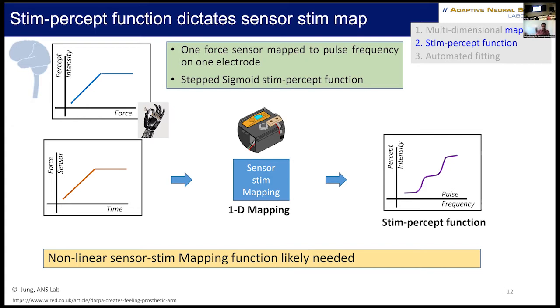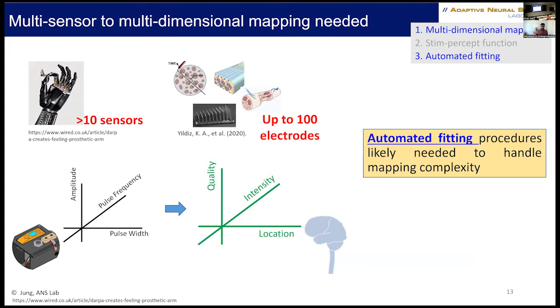So the key message from the last two slides is that you need to understand the stim percept function for that particular electrode in order to set up an appropriate stimulation map for that electrode. Now, in addition to that, what I described to you was a very simple case in which you had one electrode mapped to one sensor, modulating one parameter. But in reality, to get a level of function equivalent to a biological hand, you have a prosthetic hand with multiple sensors, at least 10 sensors.